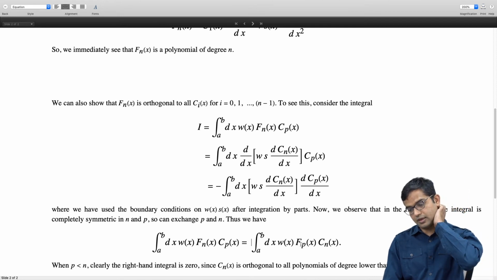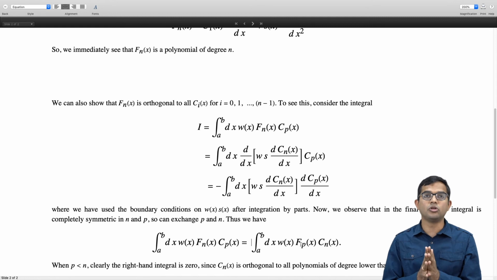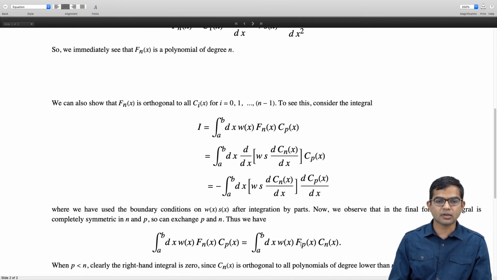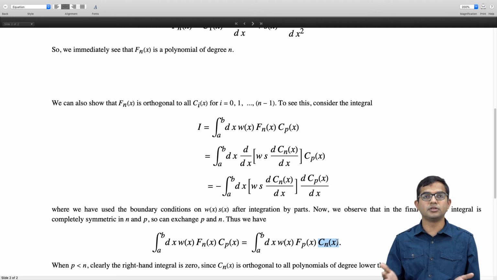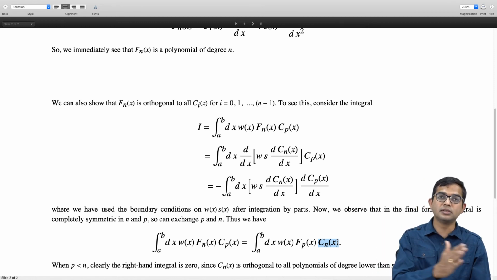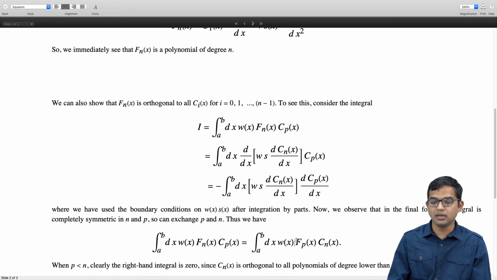So fp of x, we already argued, is a polynomial of degree p. And if p is less than n, we know that Cn of x is a polynomial from our box of polynomials, and Cn of x is constructed in such a way that it is orthogonal to every polynomial whose degree is less than n. And if fp is a polynomial of degree p and p is less than n, we can immediately say that this right hand side is 0, and therefore the left hand side is also 0, right? So we have managed to show that whenever p is less than n, this integral is 0.